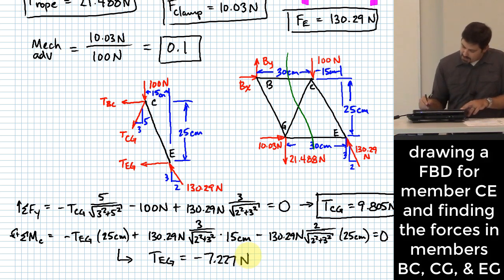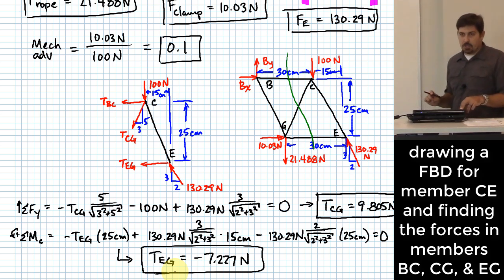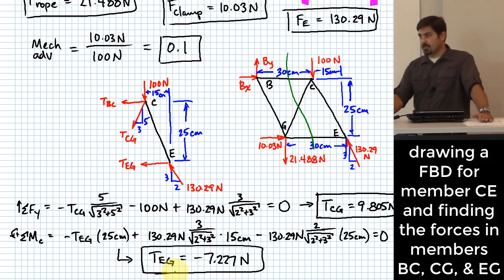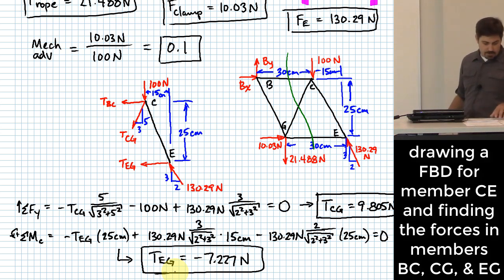Okay, what does that negative sign mean there? Okay, there's a good answer and there's a better answer. A good answer is that means it's in compression. Okay, that's correct. But why? Because we assume tension, right? The better answer is it's the opposite of what we assumed, right? Because that's always true. Okay, so that's minus 7.227, which means a compressive force of 7.227 newtons in member EG. Okay, anything else we can do on this one?